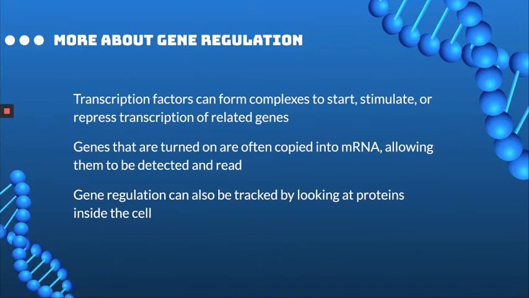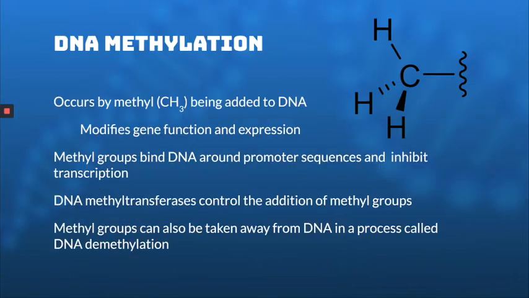Gene regulation can also be tracked by looking at proteins within the cell instead of just mRNA, which is cool. DNA methylation is another process very important to gene regulation. It occurs when methyl groups are added to DNA, and this modifies the gene's function and expression.